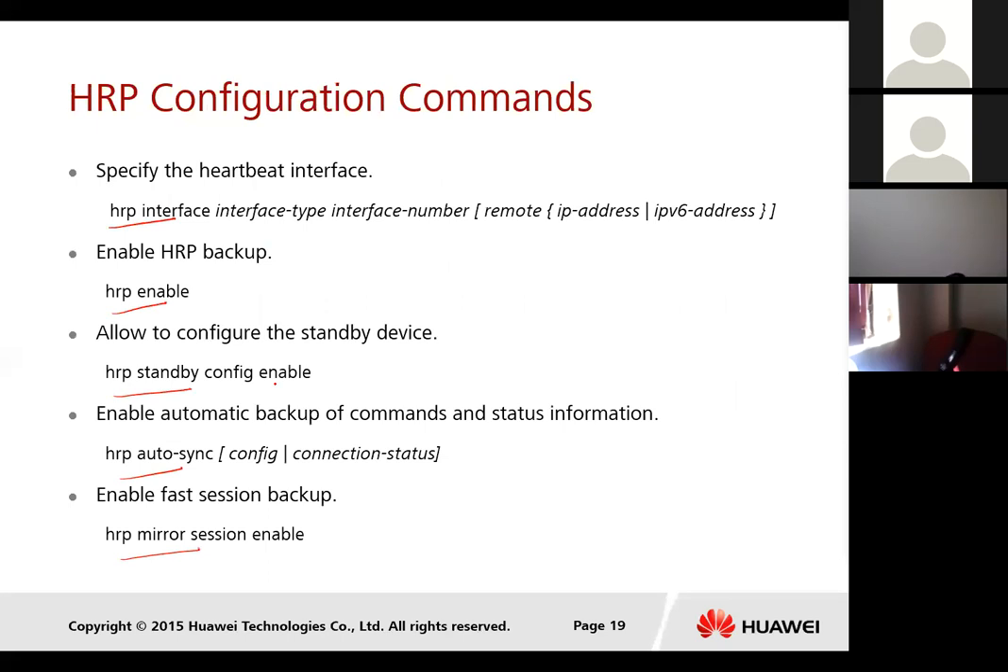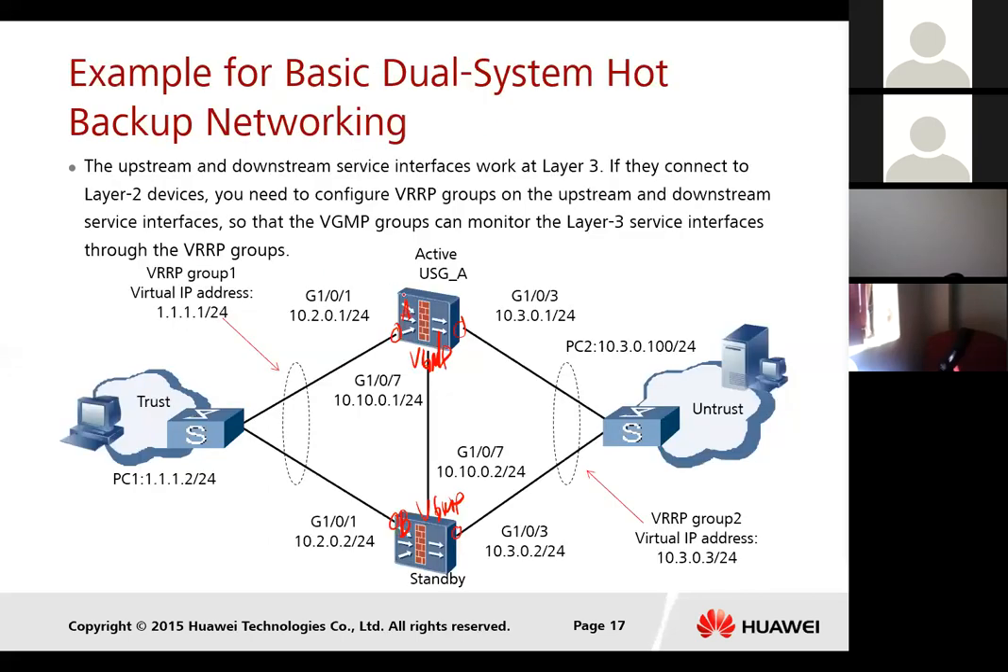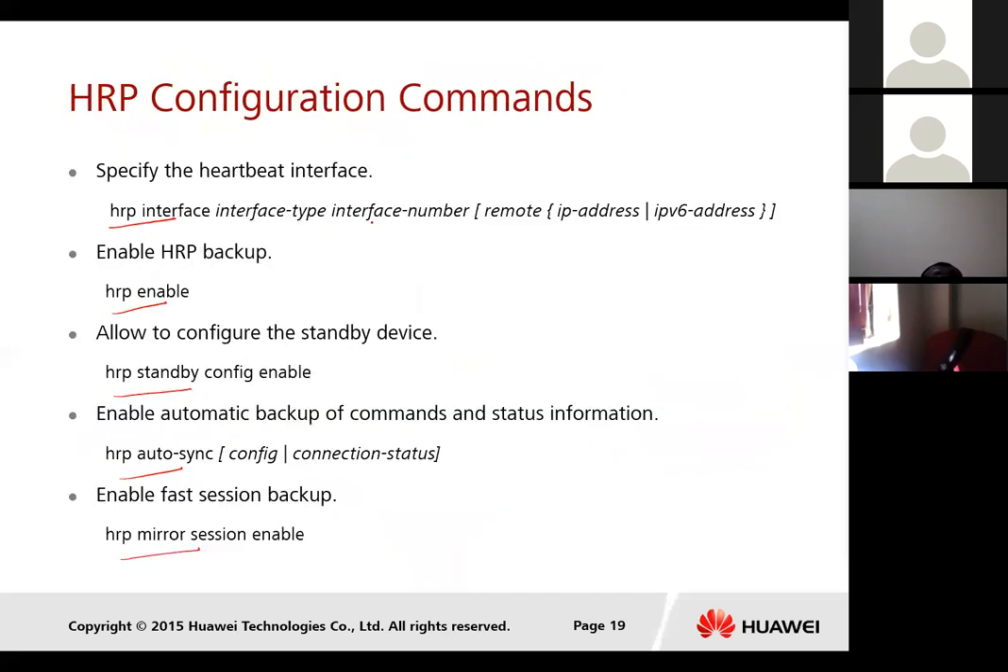So all this need to be enabled. So you have to tell that HRP interface, which interface you're going to use as a HRP interface. So that's why they need to have a dedicated interface for HRP. So you need to tell this interface to the destination interface, with the IP address 10.10.01, 10.10.02, like this. Okay, interface number and the remote IP addresses. And enable the HRP, allow to configure the standby device. HRP standby config enable. So it means that when you configure on the master, you configure the standby as well.